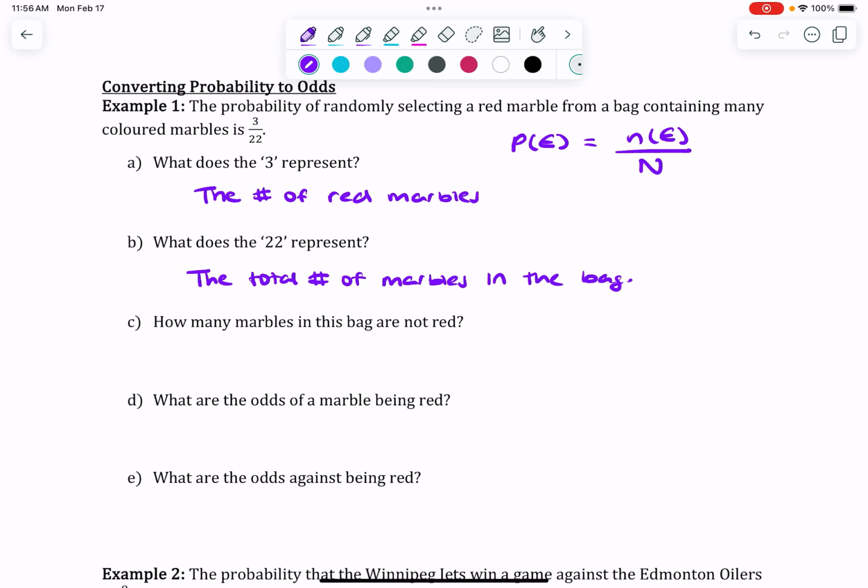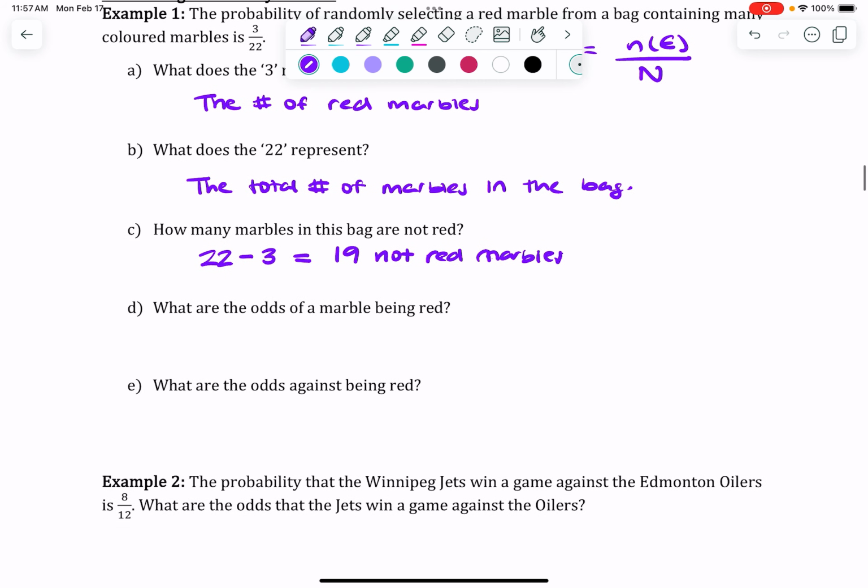Now, if we know that information, we can use it to help us identify how many marbles in that bag are not red. Well, if there's 22 total, 3 of them are red, that means 19 not red marbles exist in that bag. Now we can start looking at odds.